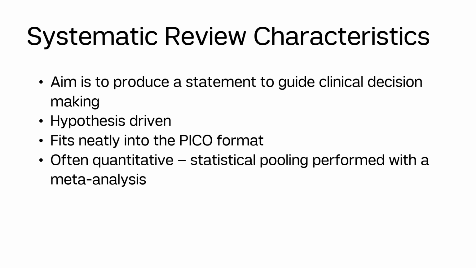The overall aim of a systematic review is to produce a statement to guide clinical decision-making. It is hypothesis-driven and fits into the PICO, Patient Intervention Comparison Outcome, format. Systematic reviews can be done with quantitative methods, such as statistical pooling across the included studies with a meta-analysis.